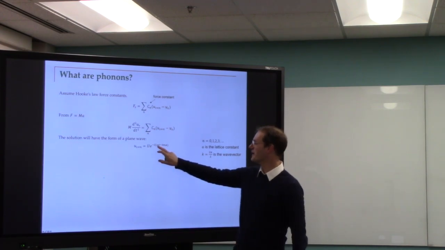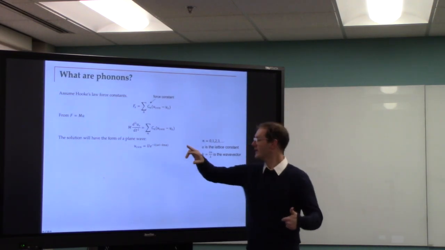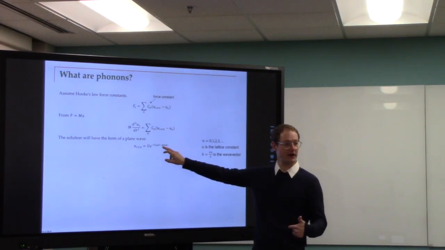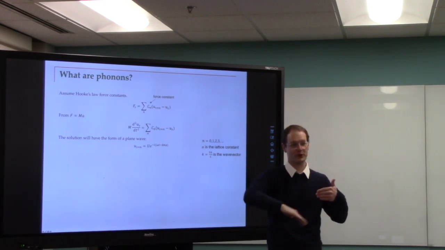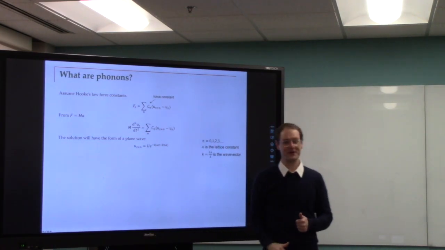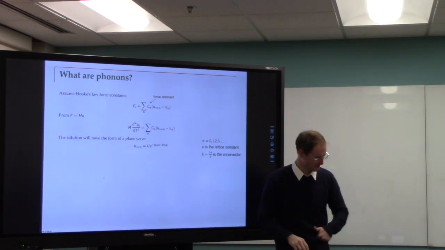Okay, and so omega is a temporal frequency. It's how many cycles per unit time, and k is 2 pi over the wavelength of the oscillation. So it's how many cycles you have per unit distance. This k, 2 pi over lambda, is called the wave vector.